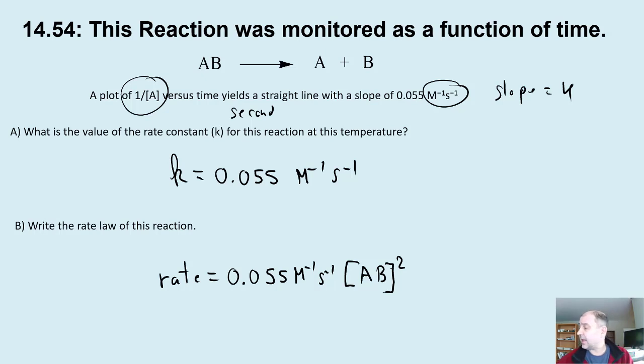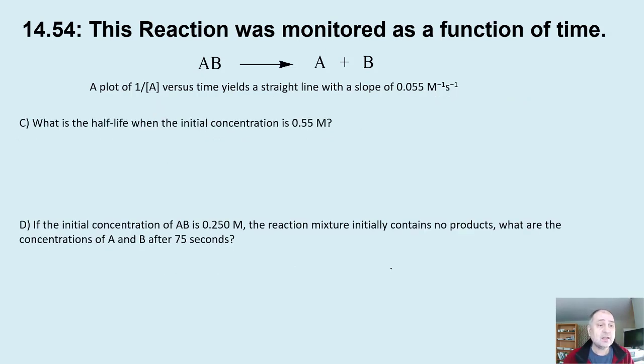Alright, so we have got A and B, but there's C and D. Now for C, I want to know what is the half-life when the initial concentration is 0.55 M. We go to the chart. I won't go there now. I'll just simply tell you that T1/2 is equal to 1 over k times the initial concentration of A, right?